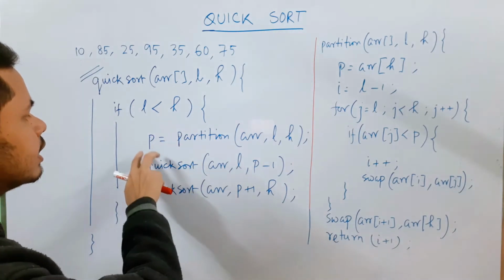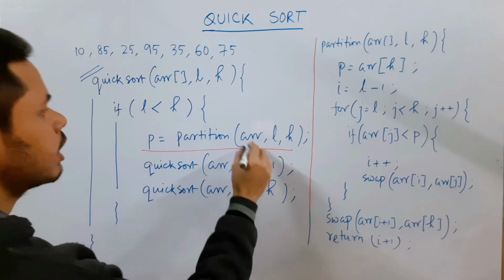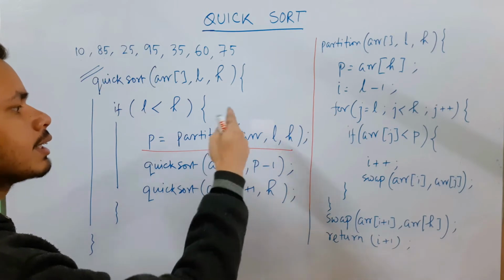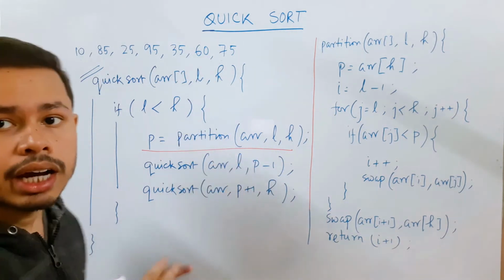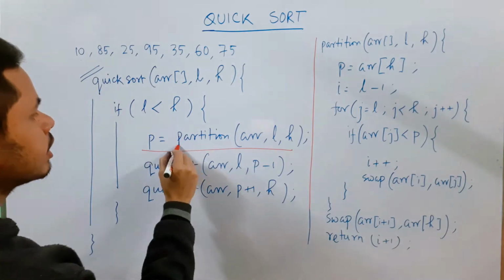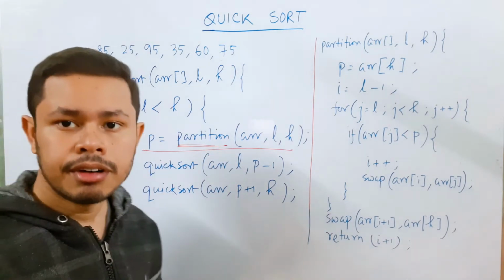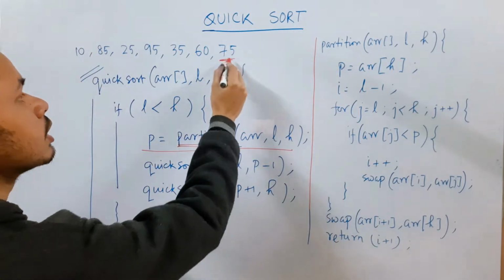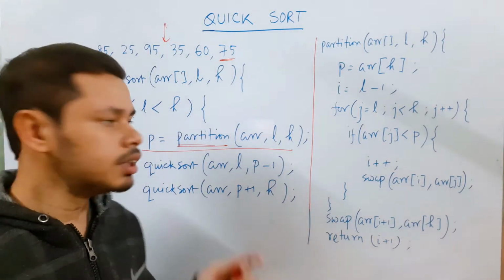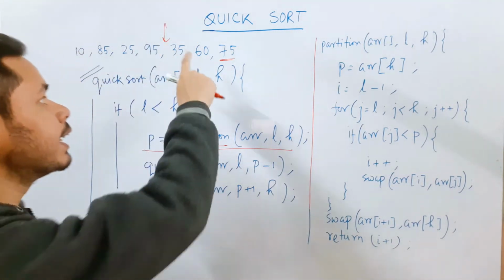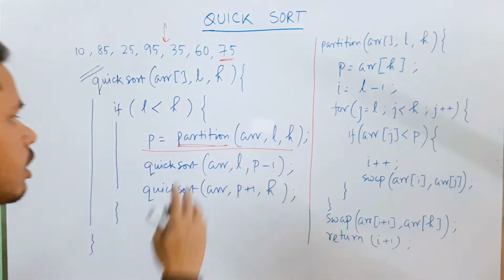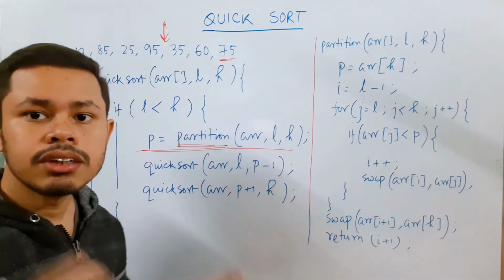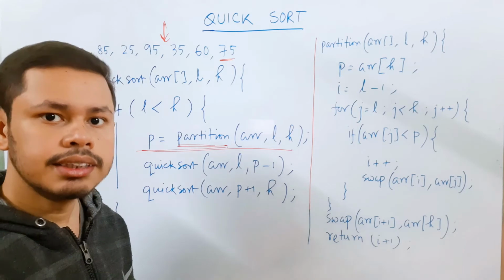Now this is the main step, P equal to partition of array, L and H. We pass this partition method the whole array along with the low and high pointers. Now what does partition return? Partition returns the index of the pivot element that was fixed inside the array. In our case 75 was fixed in this position, so this partition method will return the index of this point. After I get this P, we are very much sure that the pivot element is already at its correct position. This is clear.